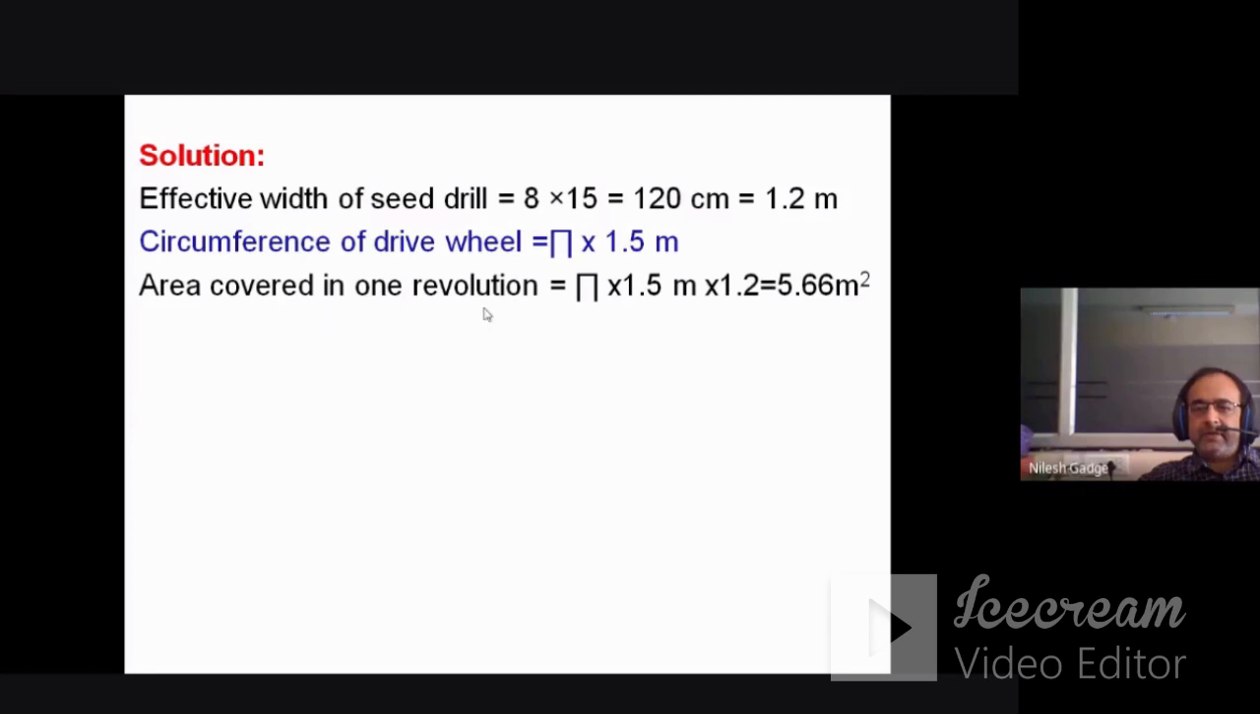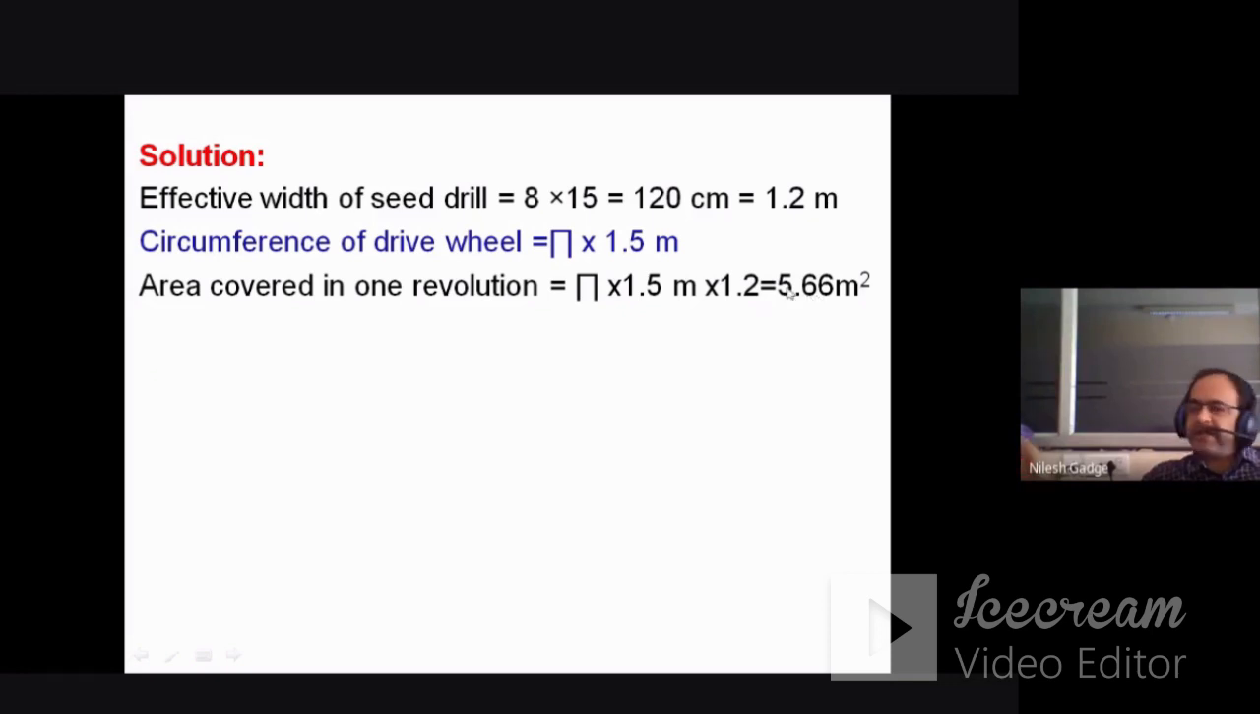So area covered, it is not the length, it is the area. Area covered in one revolution is equal to circumference of the drive wheel multiplied by the width of the seed drill. So pi multiplied by 1.5 multiplied by 1.2. So area covered in one revolution of the drive wheel is equal to 5.66 meters square.